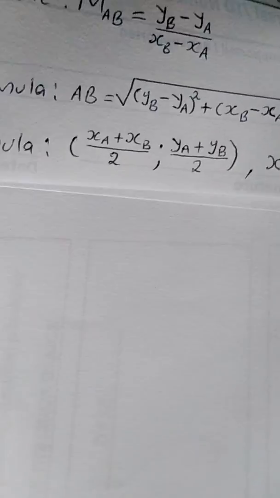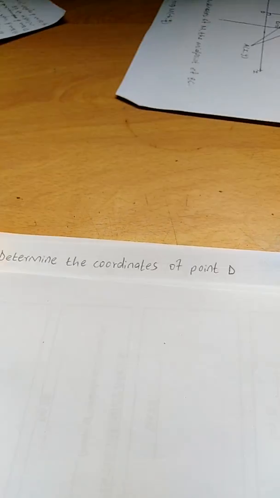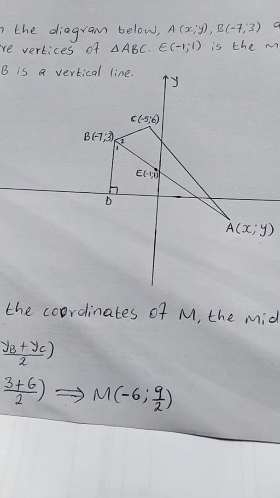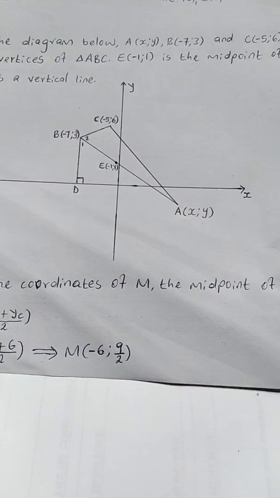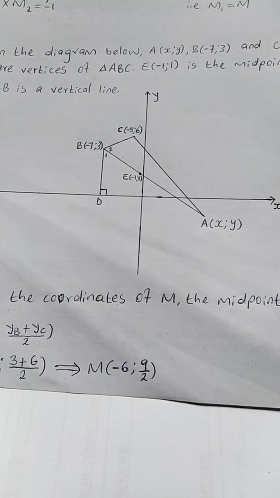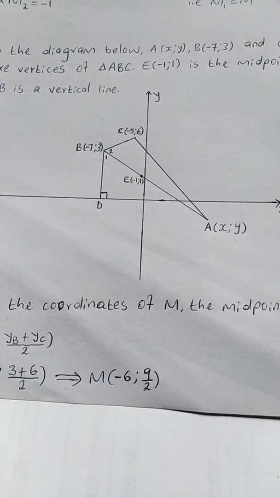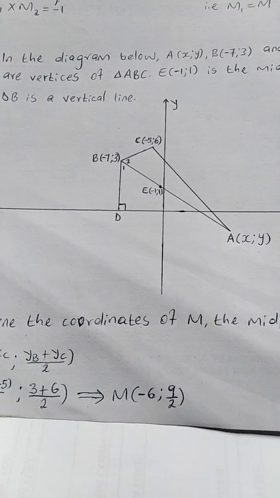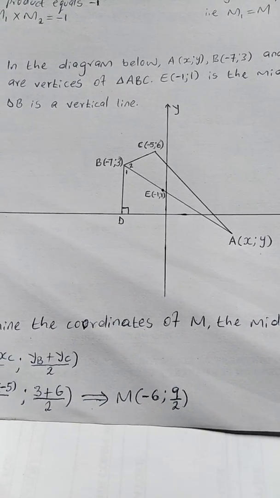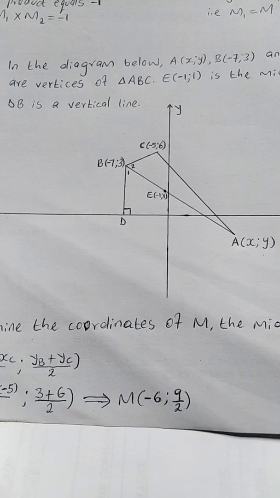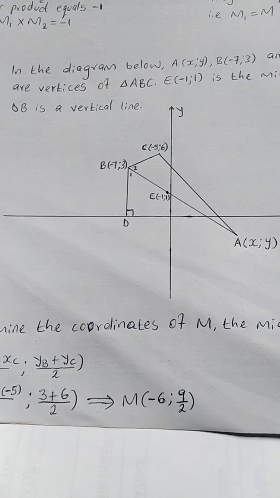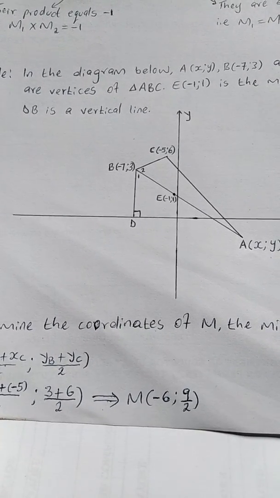B says determine the coordinates of D. Now if you look at this diagram here, the coordinates of D is clearly, firstly, the value of y for D, because these are axes. D is actually on the x-axis, which means y is equal to 0 at that point. Also, if that is a vertical line, which is, by the way, parallel to the y-axis, it means your x value is the same throughout, so it's -7.